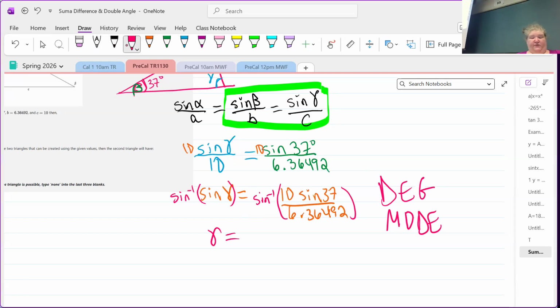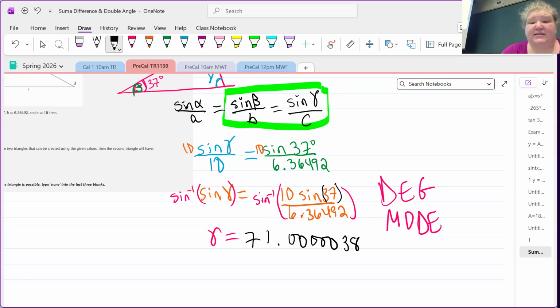So inverse sine function, 10, regular sine 37. And remember, the calculator opens a parenthesis when you type sine, so you have to close it, divided by the 6.36492. And then we close the big parentheses. And gamma is, because of the way this problem is programmed, 71.000038.